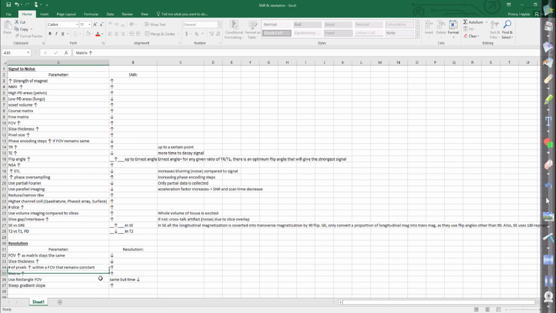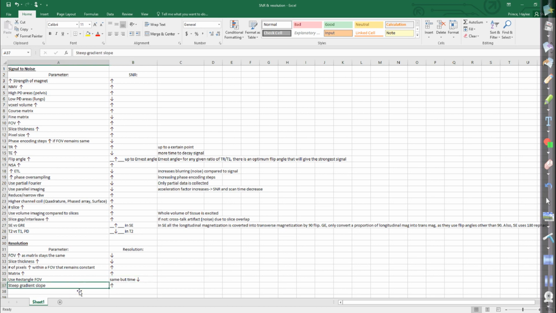Your resolution is going to go up. Fine matrix, resolution goes up. Rectangular field of view, it says it stays the same. It's going to be a little off because they are anisotropic voxels, meaning not every dimension is equivalent. But your scan time decreases, and that's the big thing here.